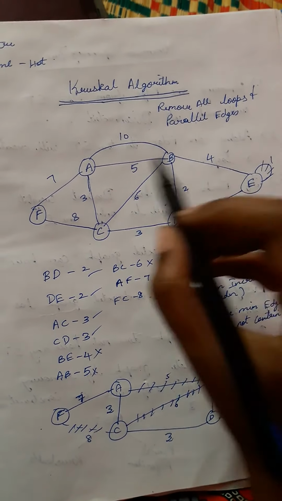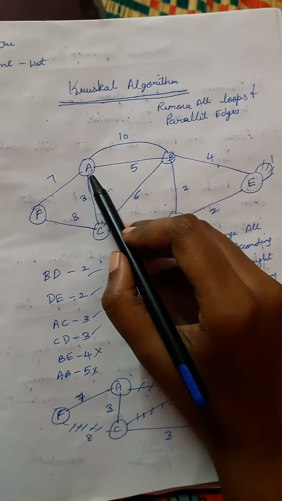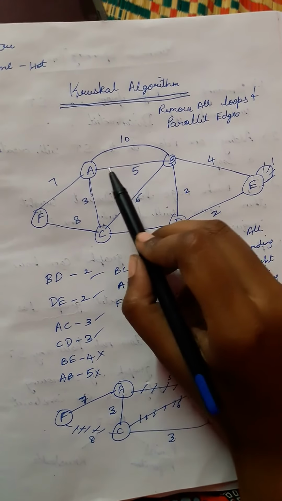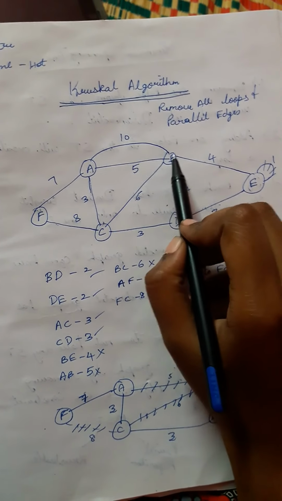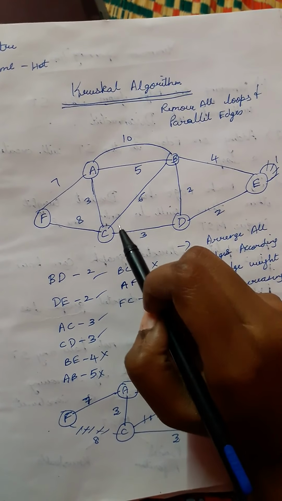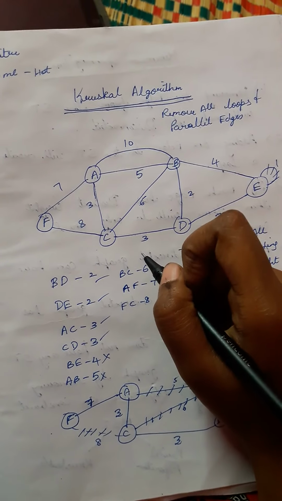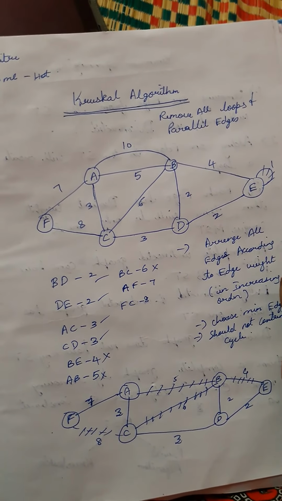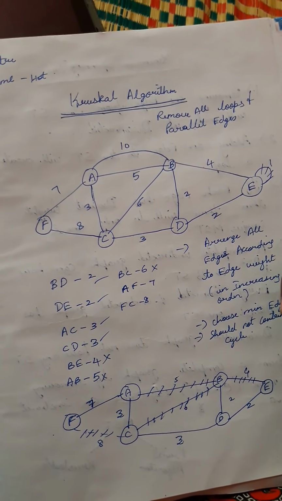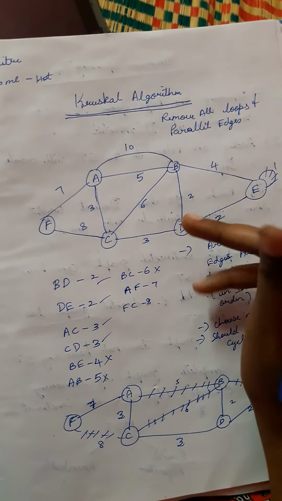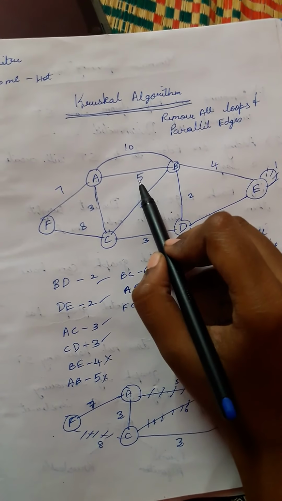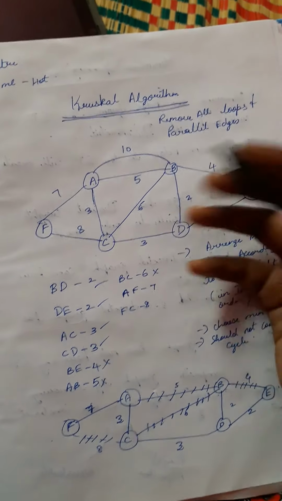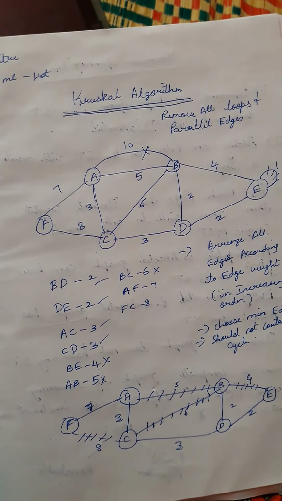Parallel edges means, starting from A, one edge goes from A to B, and another edge also goes from A to B. I am going to remove any one edge, based upon the weights. There are two edges from A to B: one has weight 5 and the other has weight 10. So I am going to remove the largest weight, and I am removing this edge.